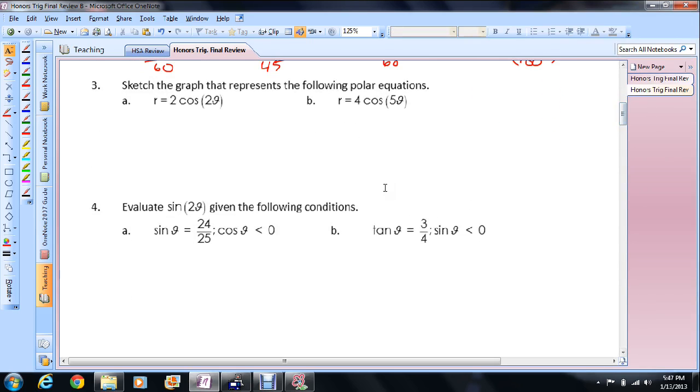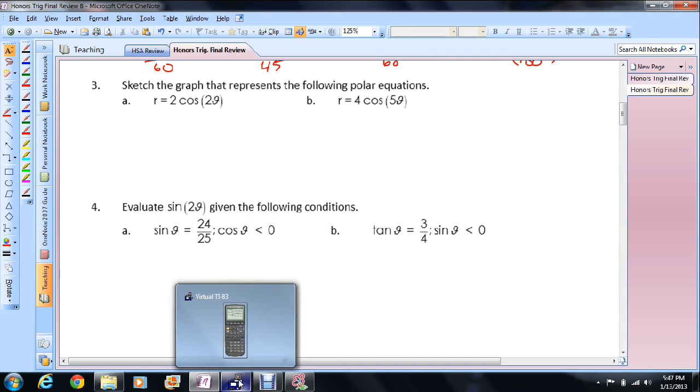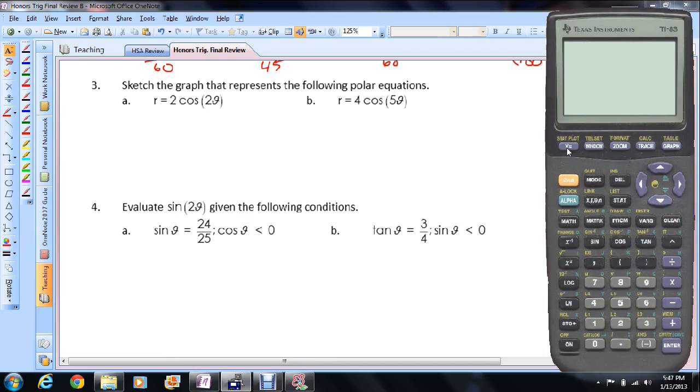Okay, so for number 3, really all you're asked to do here is just sketch a graph. On our final, we're going to be able to identify these polar equations, and luckily we have our calculator to help us with that. So I'm going to first clear this out. I'm going to change the mode. Make sure your calculator is in radians. I'm also going to change the mode to polar, which makes sense because we're talking about a polar equation. I'm going to go y equals, and plug in part A, 2 cosine 2 theta.